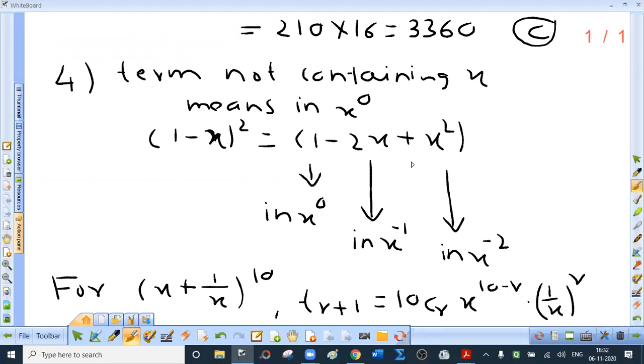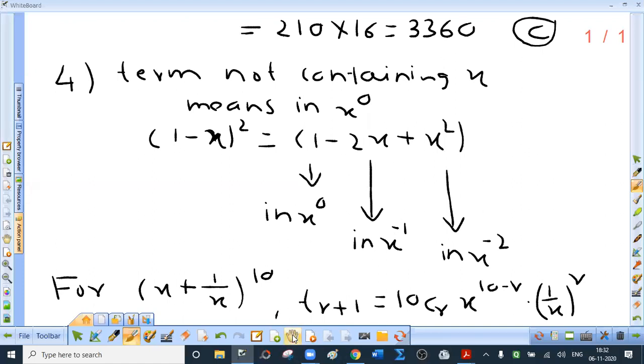See, we want a constant term. So when we open the bracket, 1 into which term will give you a constant term? 1 itself is a constant. So we are interested in the term in x raised to 0 in the expansion of the second part, x plus 1 upon x raised to 10. Now when x is multiplied by x raised to minus 1, that is 1 upon x, that gives you a constant term. X square should be multiplied by a term in 1 upon x square, that is x raised to minus 2. So these three will give constant terms in the expansion.